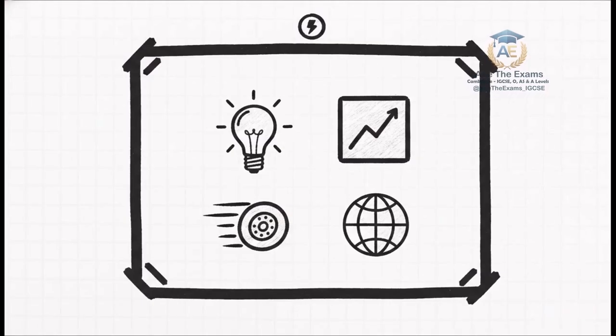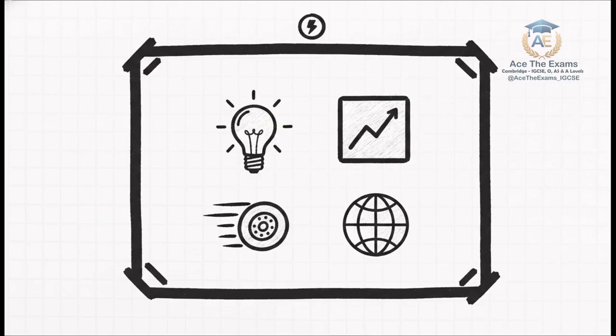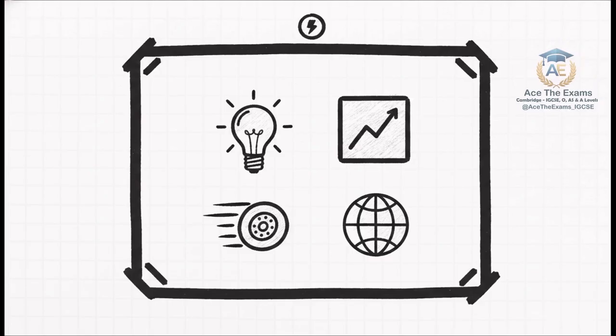I want you to commit these 4 specific memory prompts to your brain right now. Take a screenshot if you have to. When you are revising any topic, ask yourself these 4 questions aloud. 1. What is the core idea? Be able to state it simply. 2. What changes physically in this scenario? What is the cause and effect?